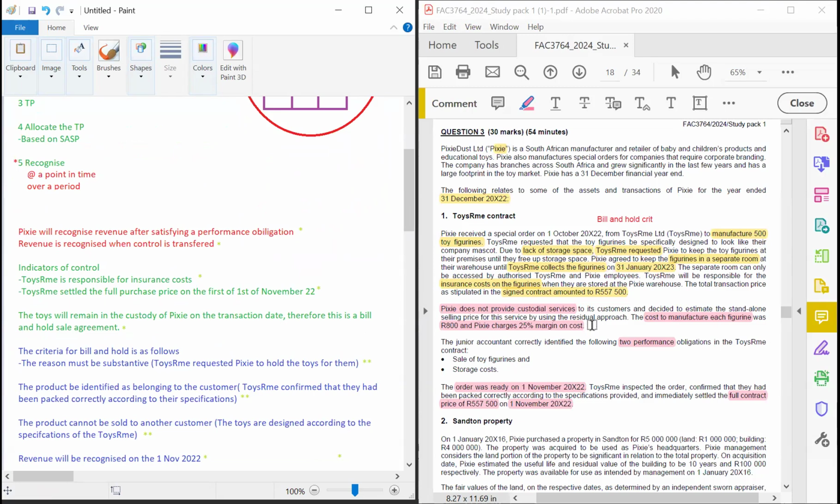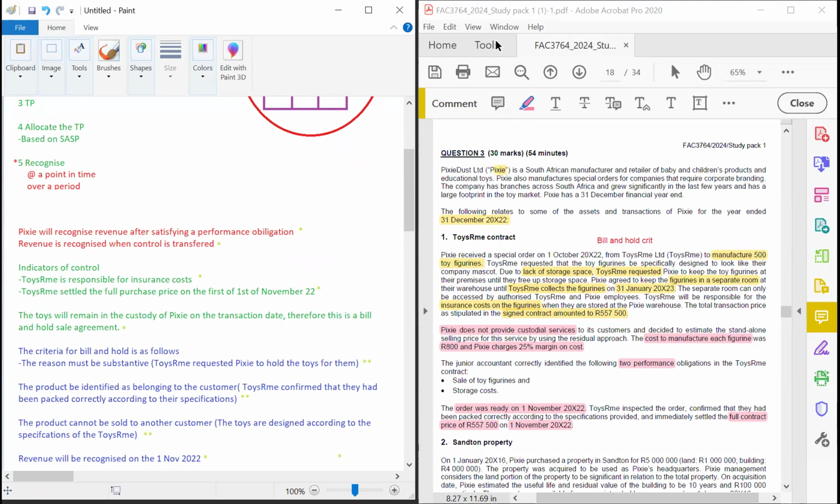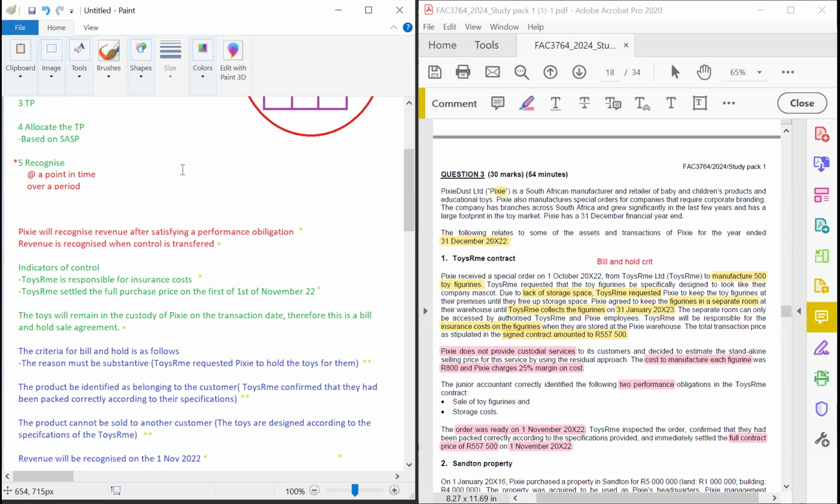So any questions before we do the exciting stuff? I hate theory, but it is where you can score easy marks. Now when we do the journals, it will be more interesting. Any questions on what we have just done now?